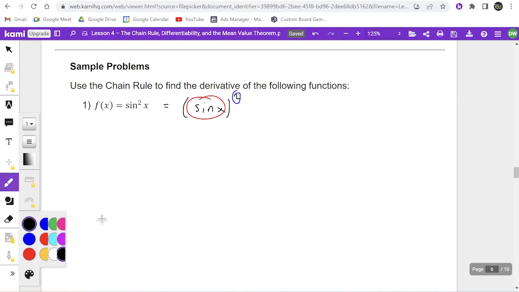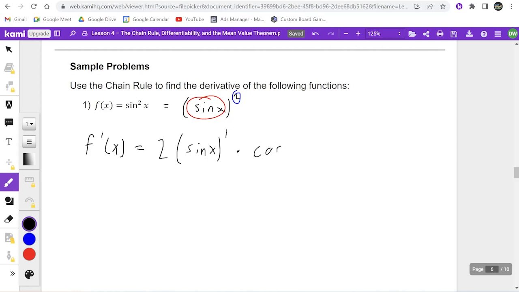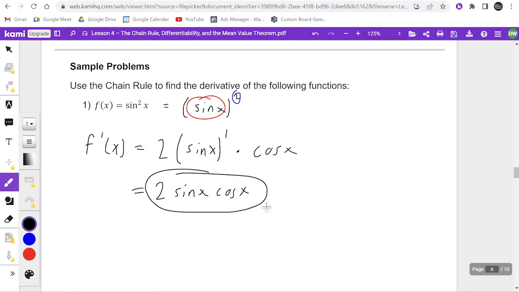Because remember, chain rule is derivative of the outside times derivative of the inside. So the derivative of the outside, f prime of x, equals derivative of squared, you pull the 2 out in front, and then times, remember, don't take the derivative of the inside yet, just write sine x. And now that's raised to the first power, which technically doesn't really matter, but I'll write it there anyway. And now you multiply by the derivative of sine x, which is cosine x. So you can simplify this if you want. You can write 2 sine x cosine x, and that's a beautiful answer. But if you didn't simplify it, if you kept this, I'm okay with this as well.